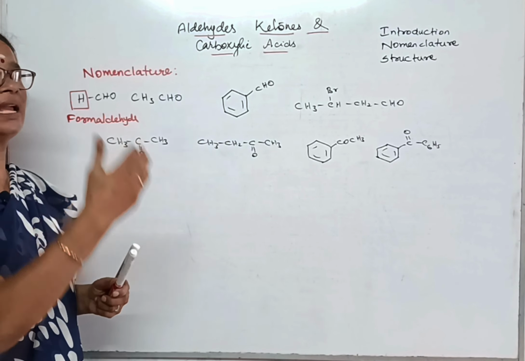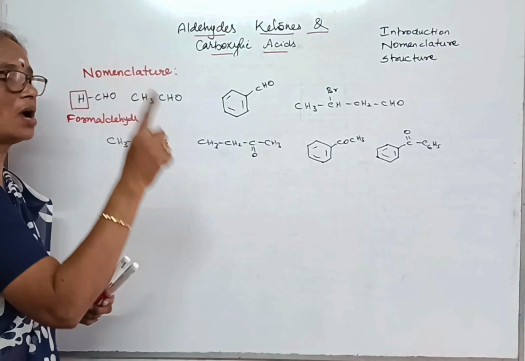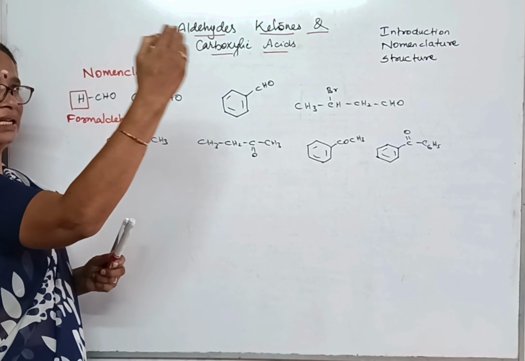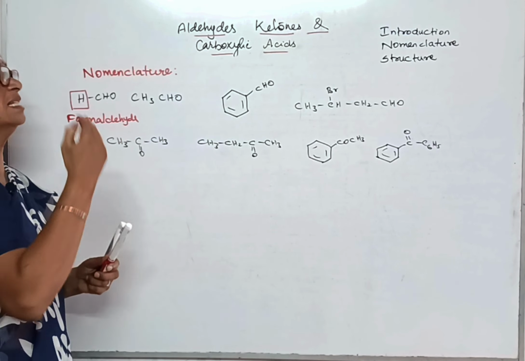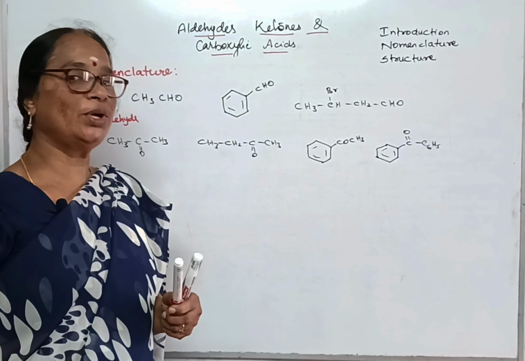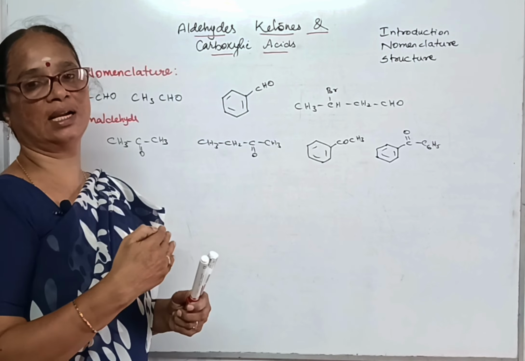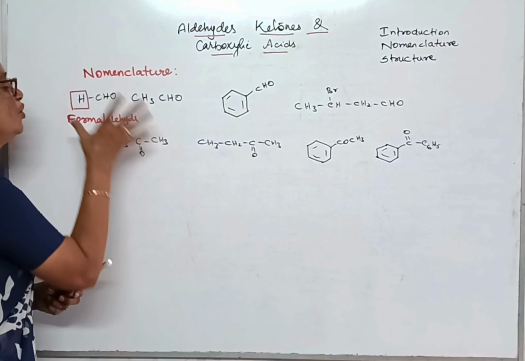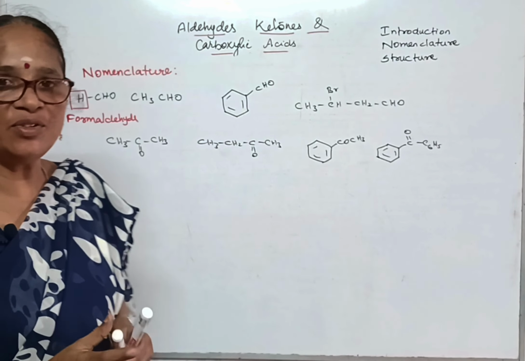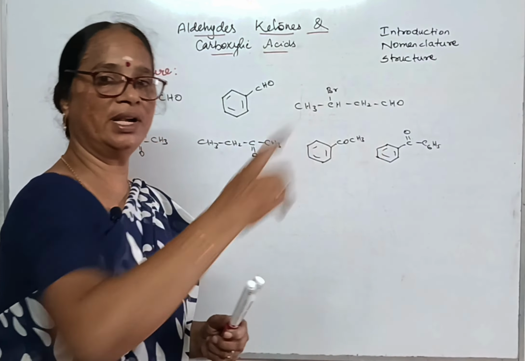Acetic acid, we said, contains 2 carbons. From acetic acid, the 2 carbon aldehyde is acetaldehyde. So acetic acid, acetaldehyde. Similarly, propionic acid, propionaldehyde. Butyric acid, butyraldehyde. So the first few members of the aldehydic names arrived from their corresponding acid.